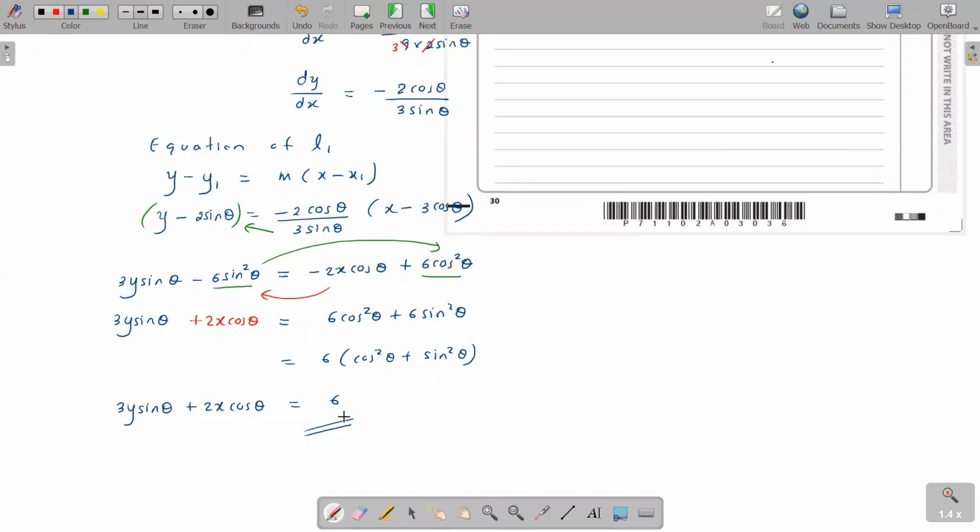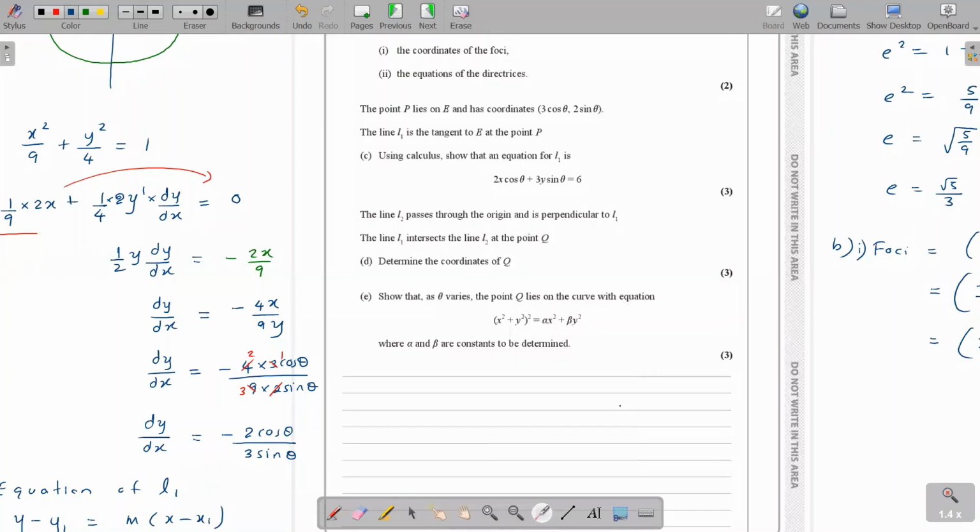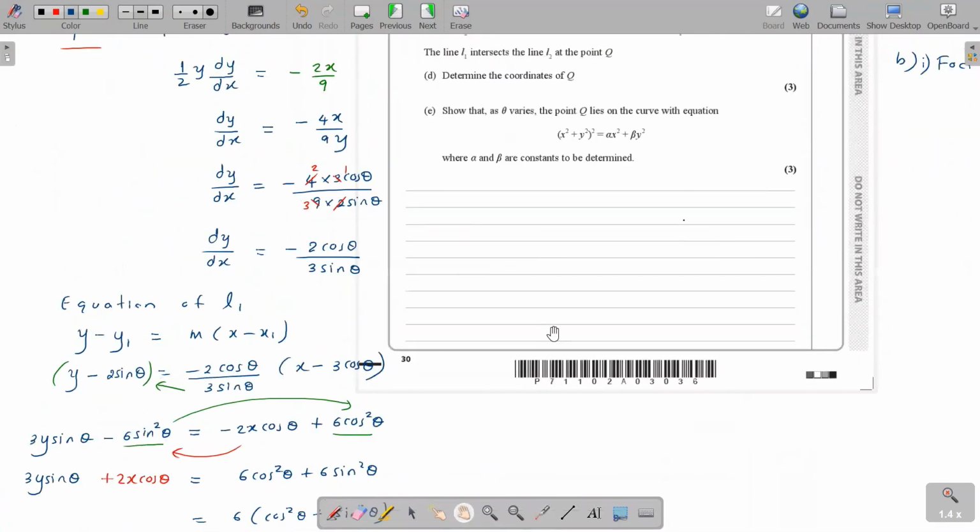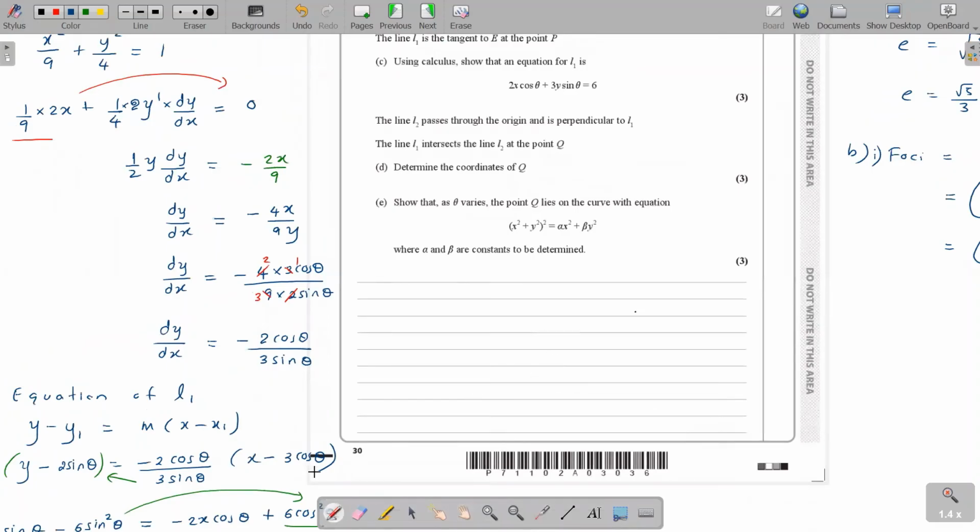Okay, is this clear? Okay, so they say the line 2 passes through the origin and is perpendicular to line 1. The line 1 intersects the line 2 at the point Q. Determine the coordinates of Q. Okay, so we found the equation of line 1. They say line 2 is perpendicular to line 1, right? So, if the lines are perpendicular, what's the gradient of line 2? Yeah, the gradient product is -1. So basically take the reciprocal of the gradient of the tangent and switch the sign. Negative becomes positive and you get 3 sine theta over 2 cos theta, right?